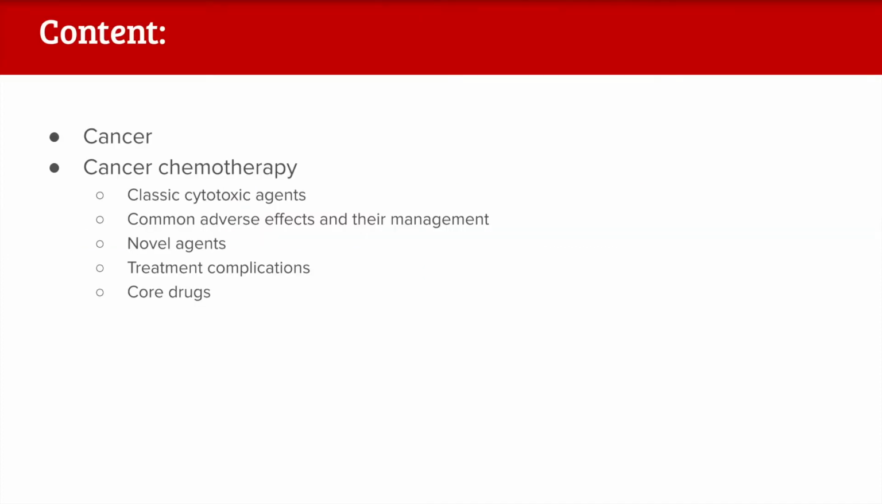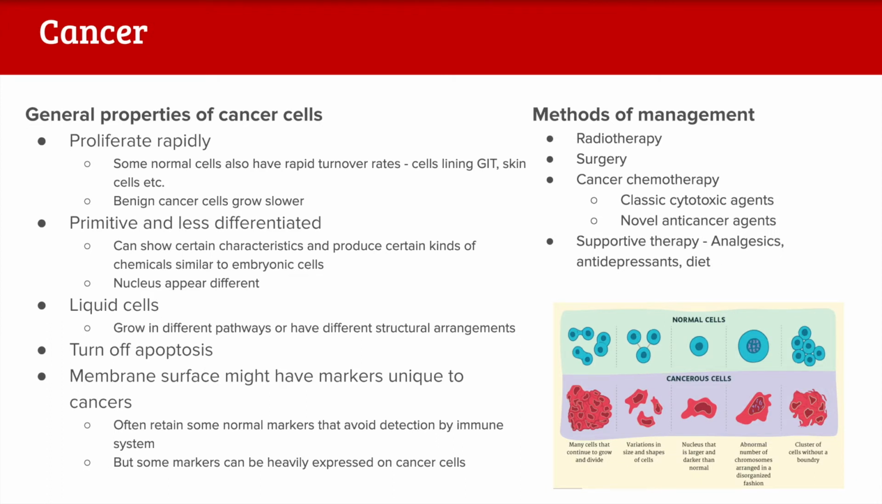So I'm going to go over cancer chemotherapy, and we're going to start with a bit of a revision on the properties of cancer cells. First, they proliferate really rapidly, and it's important to note that some normal cells in our body also have really rapid turnover rates, such as cells lining our gastrointestinal tract or our skin cells. This is why with a lot of anti-cancer drugs we'll see adverse effects in these other areas as well, because they have similar characteristics to the cancer cells that we're targeting. And benign cancer cells grow slower than malignant ones.